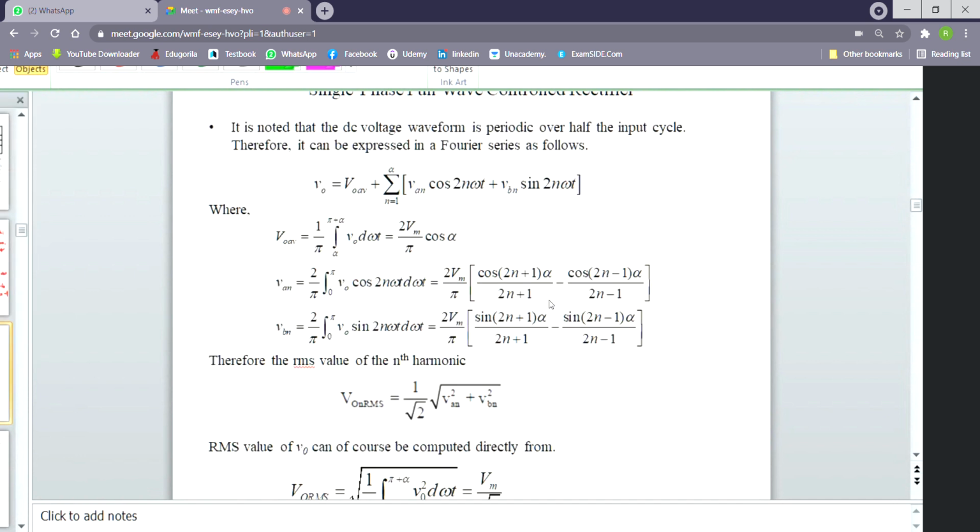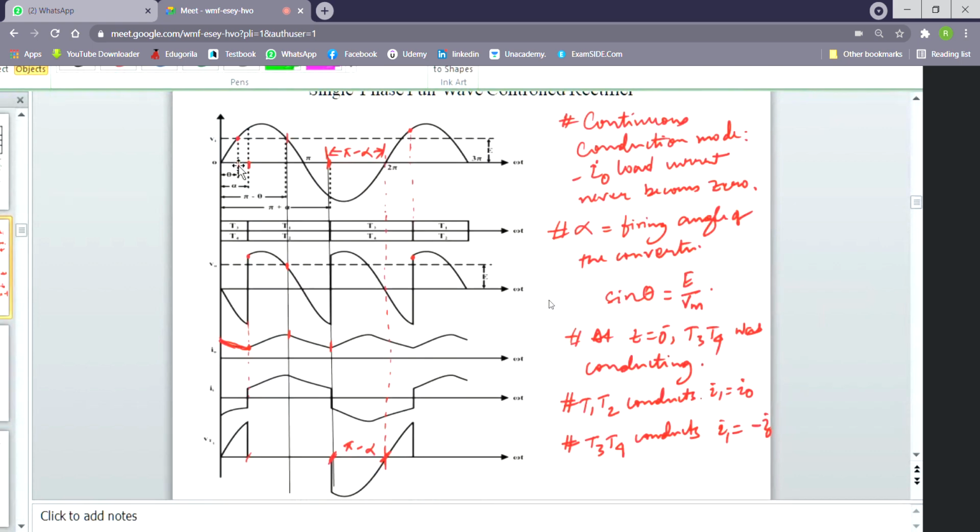It is noted that the DC voltage waveform is periodic over half the input cycle. Since this DC output voltage waveform is periodic over half the input cycle, we can find the Fourier analysis of this one.